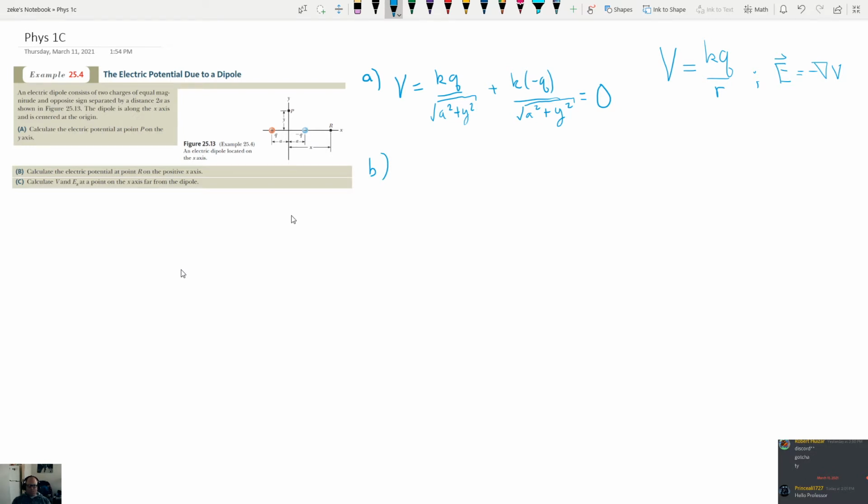Okay. For part B, we want to calculate the electric potential at a point R on the x-axis. This one will not be 0. So we're at the point R, which is a distance x from the origin, and we do basically the exact same thing. For the positive charge, it's going to be k times Q, and then we divide by the distance between the positive charge and point R, so that's x plus a. And then plus k times negative Q. For the negative charge, the distance is x minus a. That would be this distance from here to here.